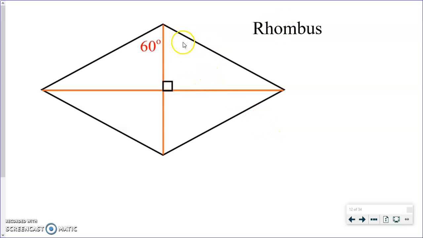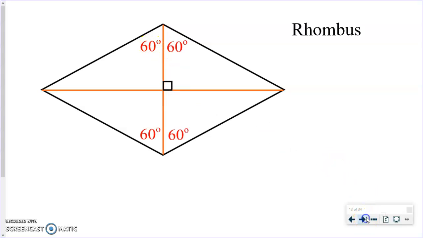So if this is a rhombus, if this angle is 60 degrees, can you fill in all the other angles here? Well, first, this one is going to be congruent to that one, so that'll be 60. And the opposite ones are also going to be the same. So now how would we figure out what these angles are?